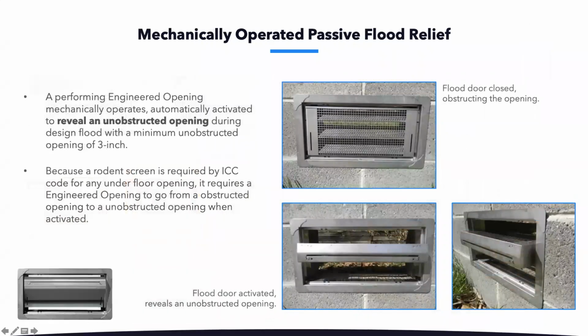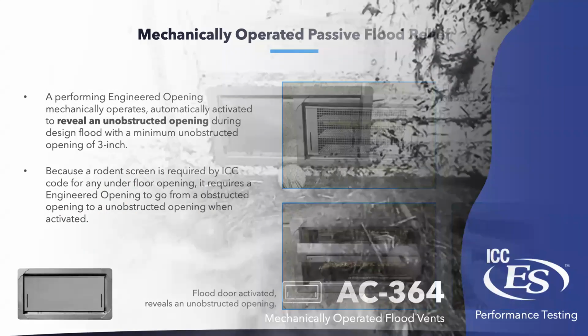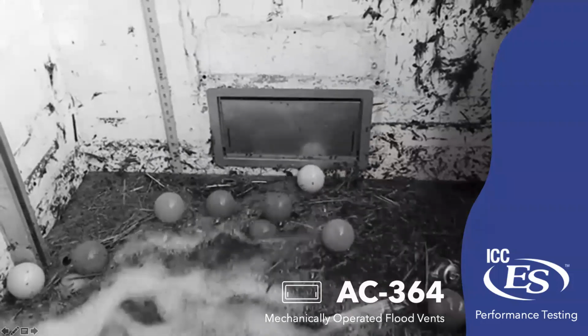Once again, these flood vents need to be mechanically operated and passive, okay? No human intervention at all. So whether you are on site or you have evacuated, these flood vents are there, they're automatic, they're gonna go ahead and work, okay? They're gonna reveal an unobstructed opening. They're gonna allow floodwaters and debris up to 3 inches to penetrate that crawl.